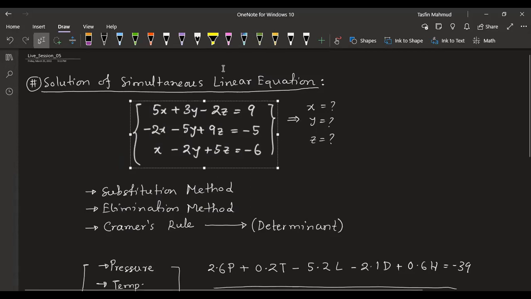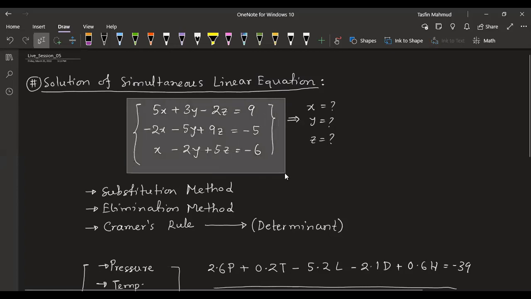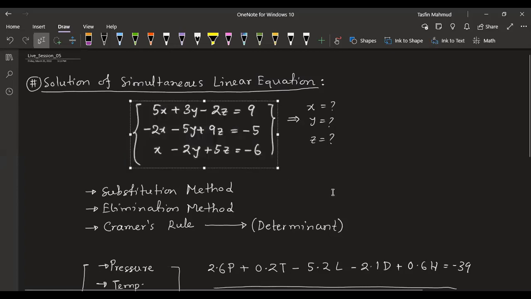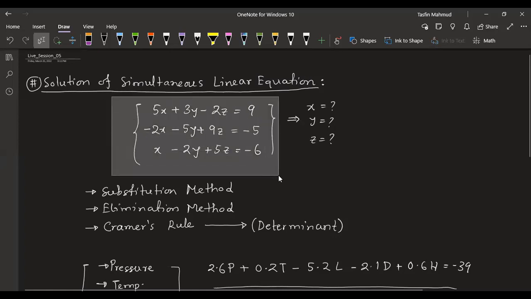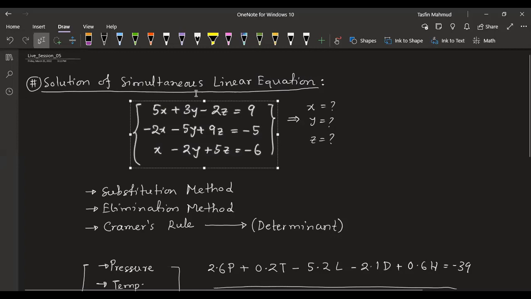So that's why we are calling it a set of linear equations, and we are using the word simultaneous because we have to solve the three equations at the same time. Simultaneous means we are solving it at the same time. That's why we are calling this solution of simultaneous linear equations. Okay, we are going to solve the value of x, y, z at the same time. That's why the name of the experiment is this.